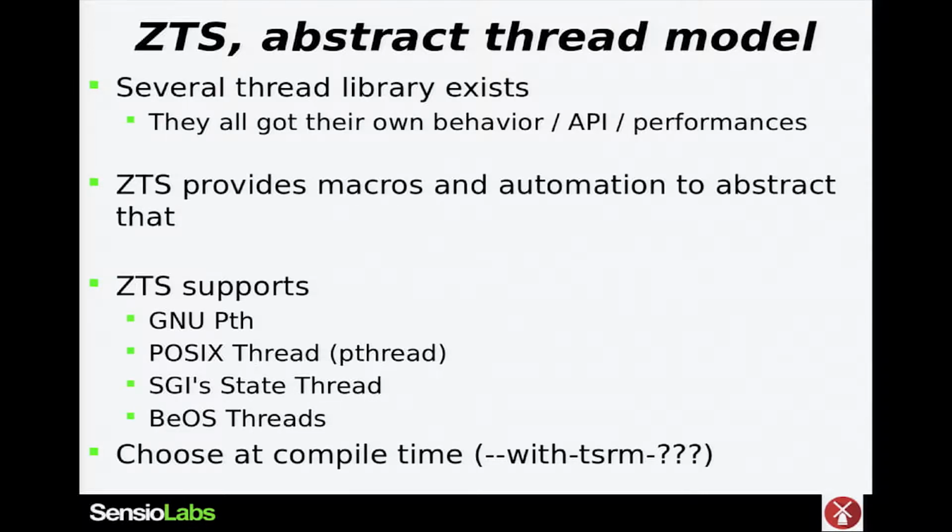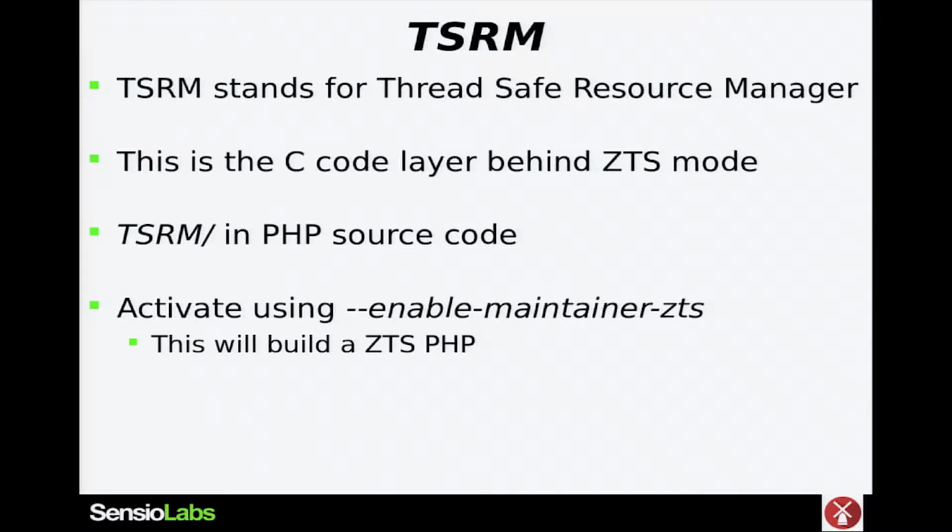But as those libraries are very different in how they work, the ZTS is a code that abstracts that for us. It's just an abstraction layer, so that when we program PHP, we say, I want to access this variable, just lock it for me, and it will use the right calls for the right underlying thread library. I don't have to care about this. So TSRM stands for Thread Safe Resource Manager, okay? That's what it means. And this is a C code layer.